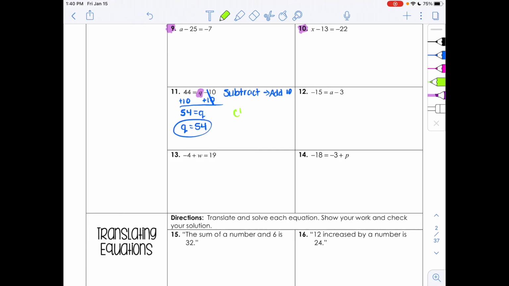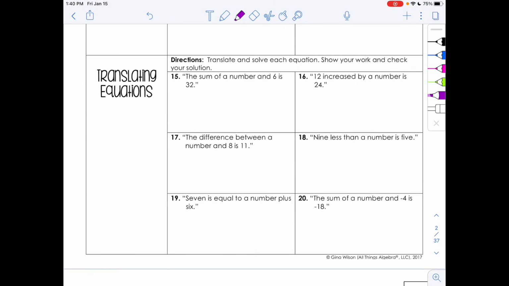And then we can check that. Taking your original equation, 44 equals q minus 10, and replacing that variable with the value we just found. So 44 equals 54 minus 10. 44 equals 54 minus 10 is 44, which is a true statement, so I know I'm correct. Go ahead and highlight 12, 13, and 14. And then let's take a look at number 15.